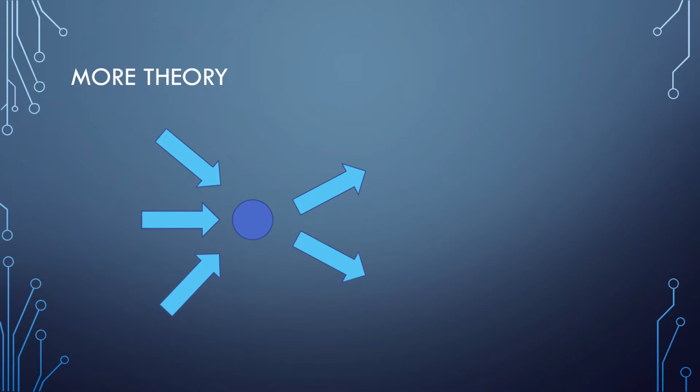The circle here represents the node, and we have currents I1, I2, and I3 entering the node, and currents I4 and I5 exiting the node. Because of KCL, we know that the sum of the currents going in is going to be equal to the sum of the currents coming out. That means we can write this as I1 plus I2 plus I3 is equal to I4 plus I5.